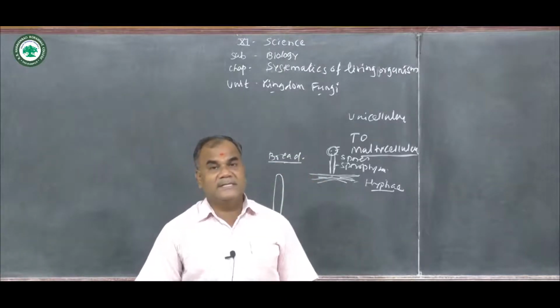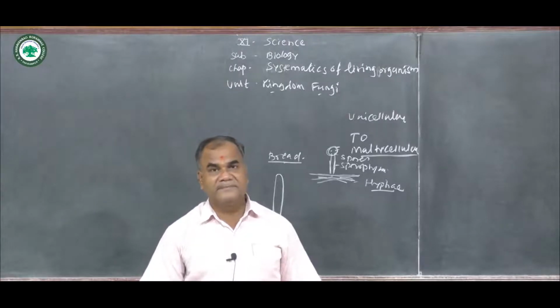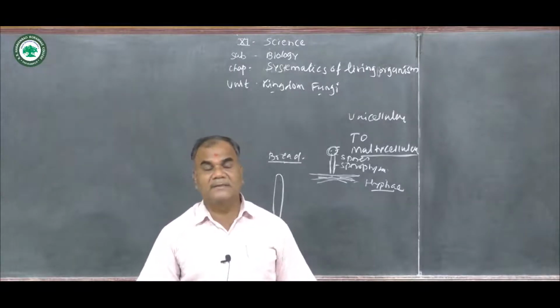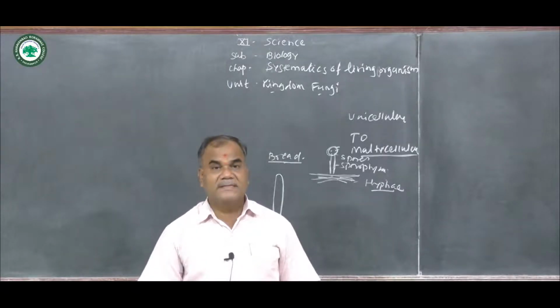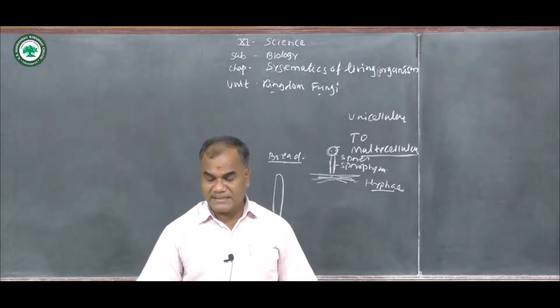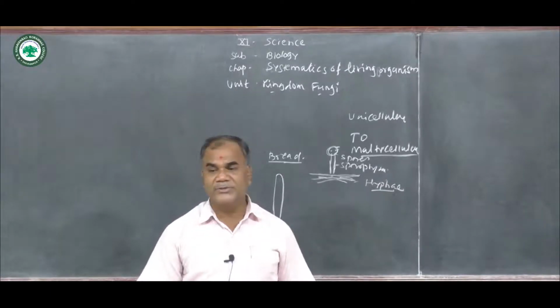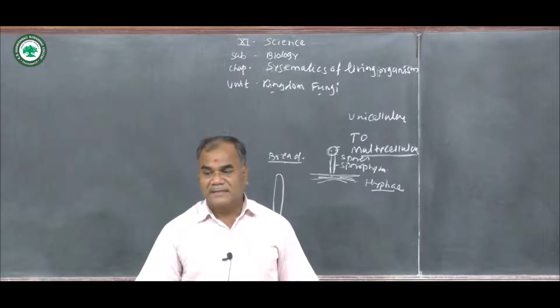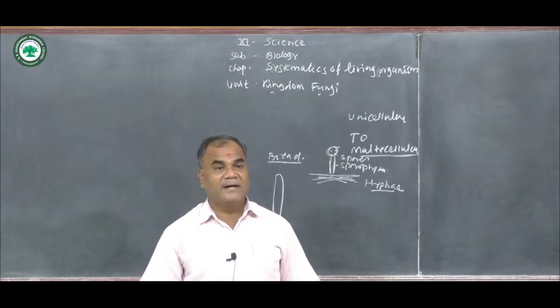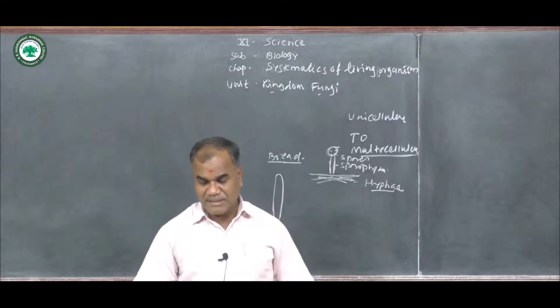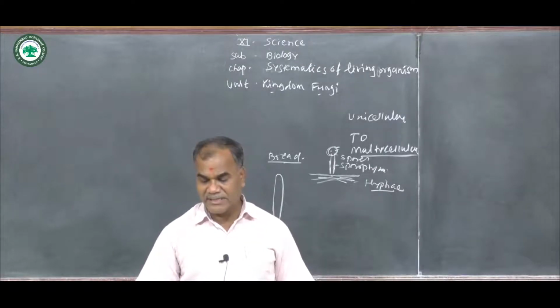The cell wall in fungi is made of chitin. This chitin is a polysaccharide, or fungal cellulose. You always know about cellulose: in plants, the cell wall is made of cellulose. Like this, in fungi the cell wall is made of a polysaccharide, or fungal cellulose.